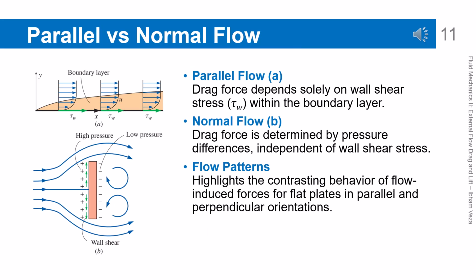Drag force on flat plates: parallel versus normal flow. For flow parallel to a flat plate, the drag force comes only from wall shear stress inside the boundary layer. In this case, there is no pressure difference between the front and back sides of the plate. In contrast, for flow normal to the plate, drag is mainly caused by the pressure difference between the front and rear surfaces. A large wake forms behind the plate and produces dominant pressure drag. This comparison shows that the orientation of a body relative to the flow strongly determines the drag mechanism.